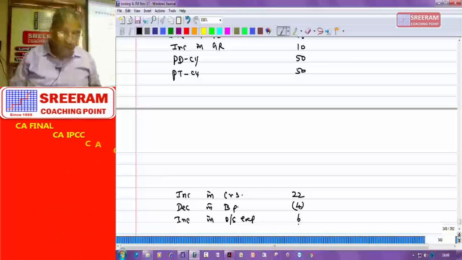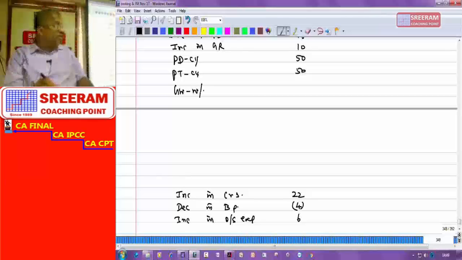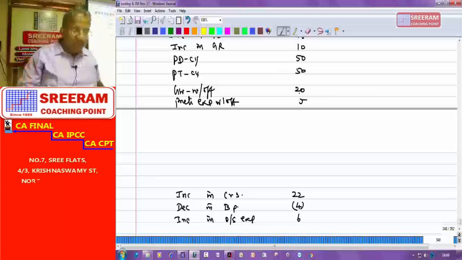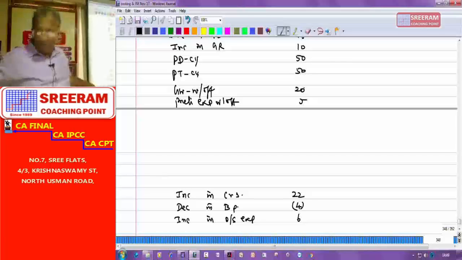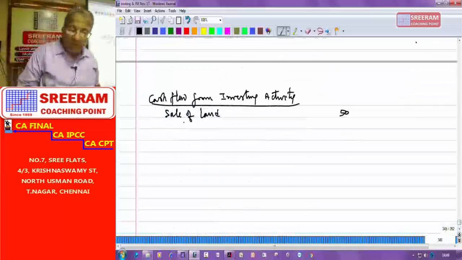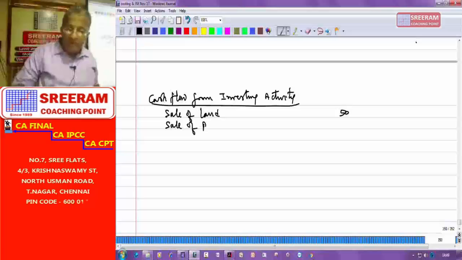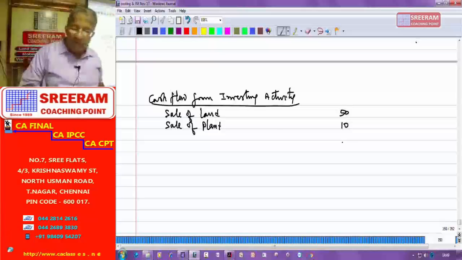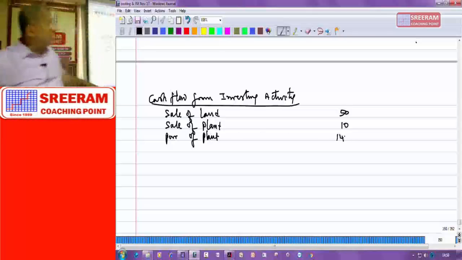Now asset side. Goodwill written off. We have debited it in P&L account. Therefore we should add. How much is that? 20. Preliminary expenses written off. 5. Land we have already taken up. Regarding plant, what have we done for plant? Here in investing activity. Sale of plant. How much is that? 10 without brackets because it results in inflow. Next. Purchase of plant, which will result in outflow. How much? 142 within brackets.